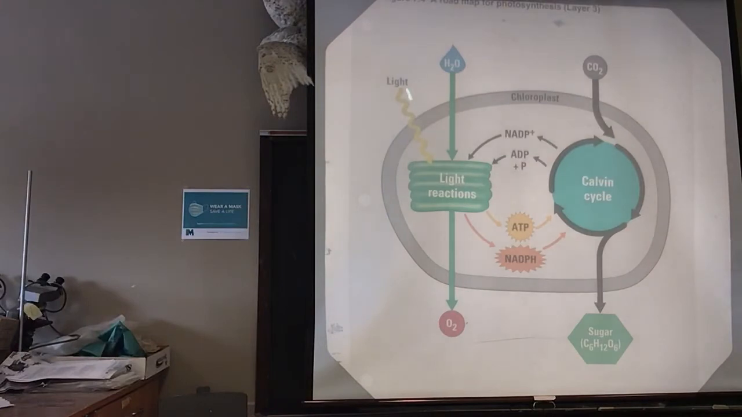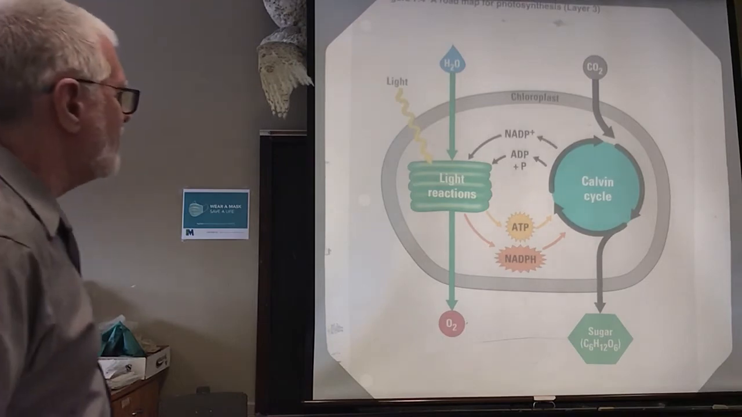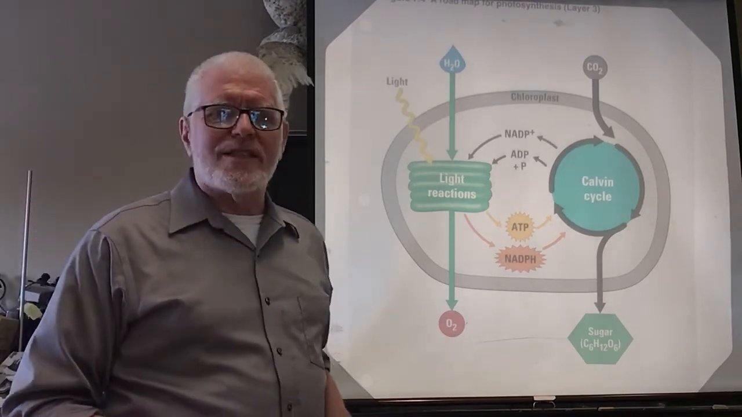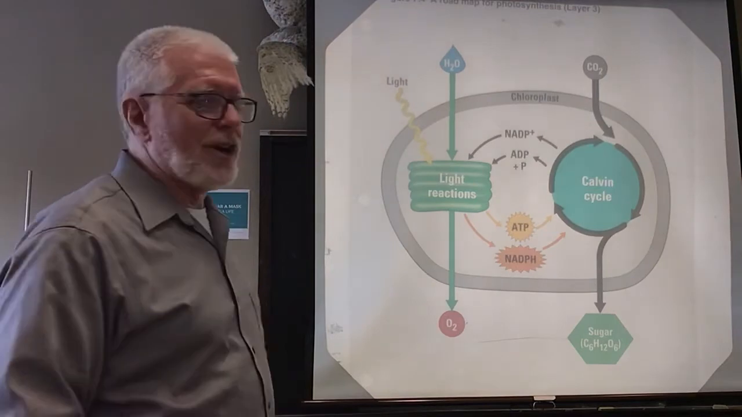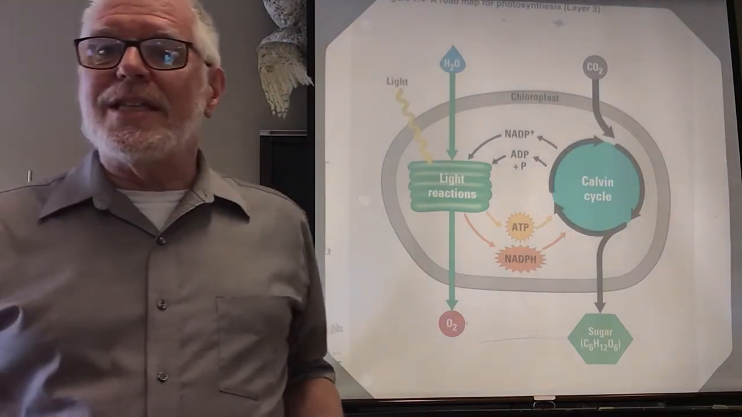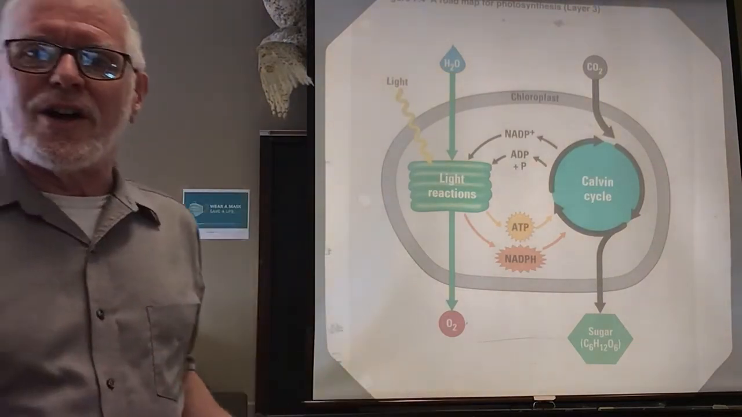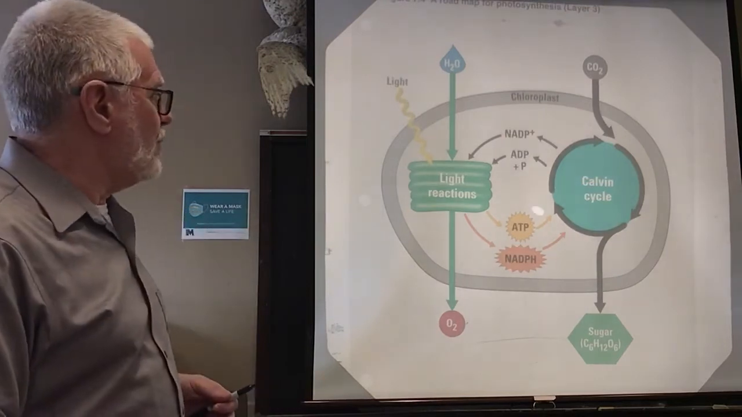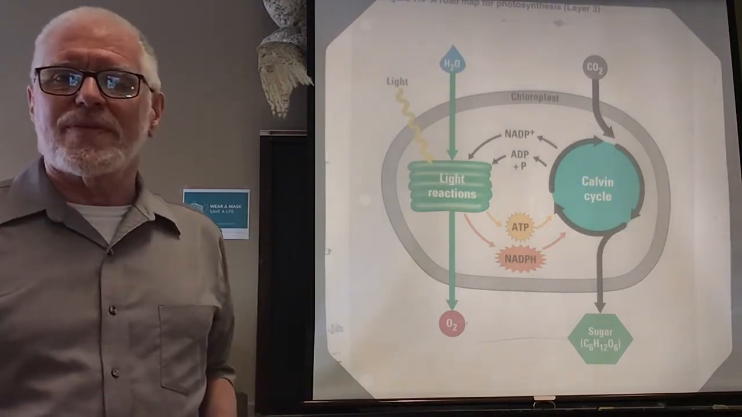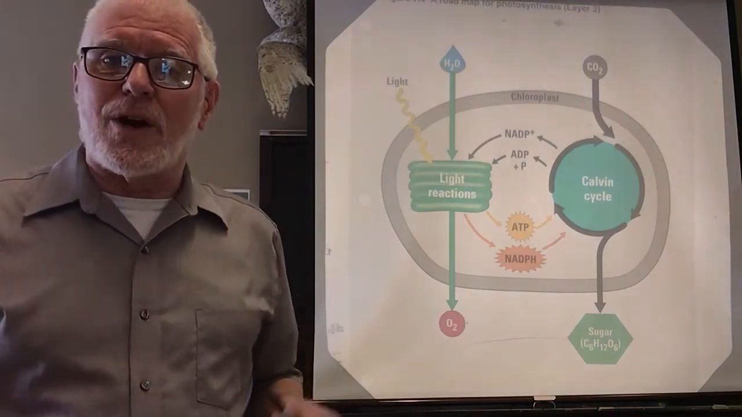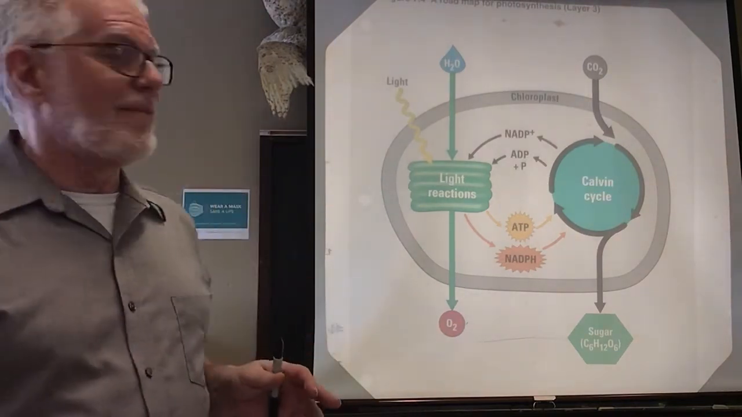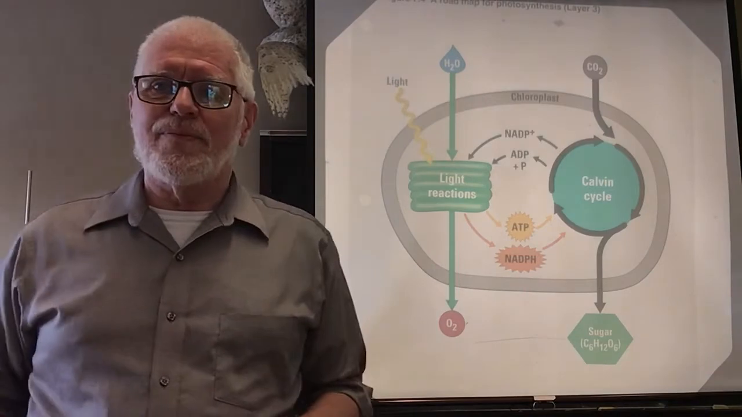This part only works when there's light. It generates this stuff. If you have a backlog of this, it will keep working until it uses up the ATP and the NADPH. They used to call this the light reaction and the dark reaction. But the thing is, this doesn't wait for it to get dark. It starts to work as soon as this gets generated over here. So now the two reactions are called the light-dependent reaction and the light-independent reaction.